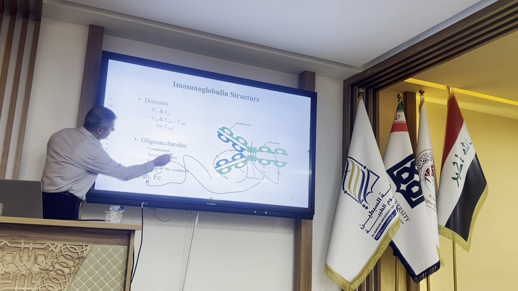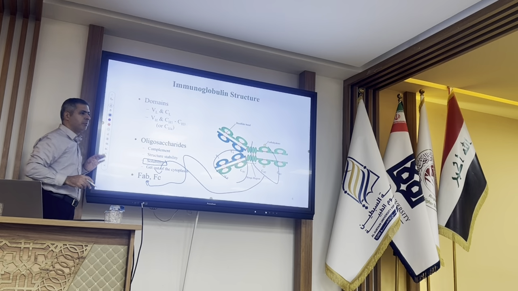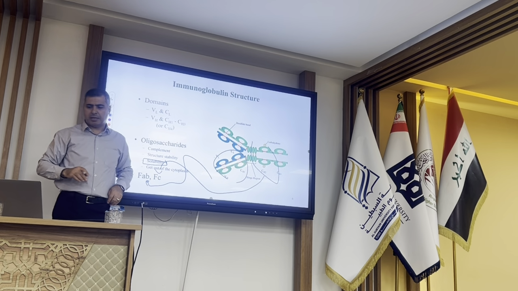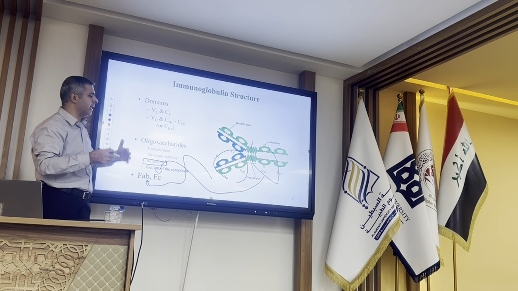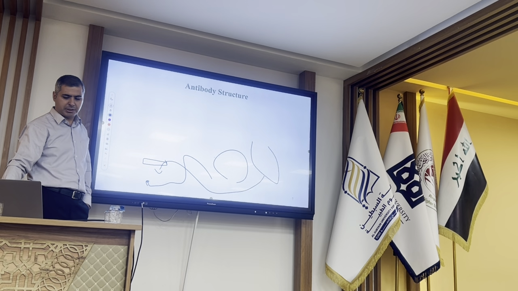One other important function of FC is solubility. This FC part makes the antibody more soluble. It enables the antibody to move easily throughout the body in the different fluids of the body.